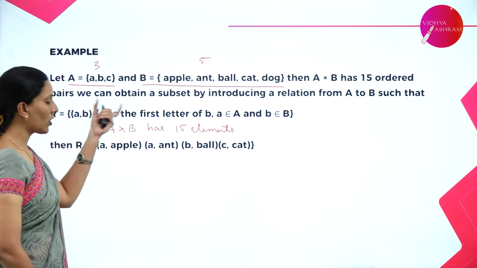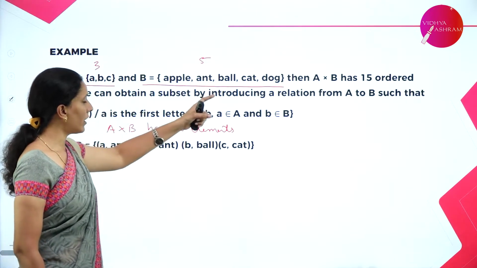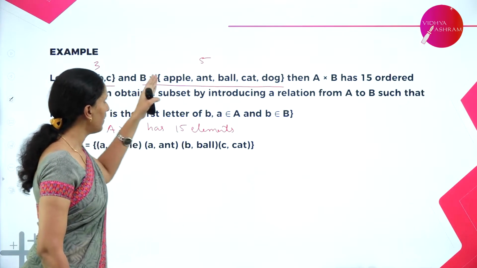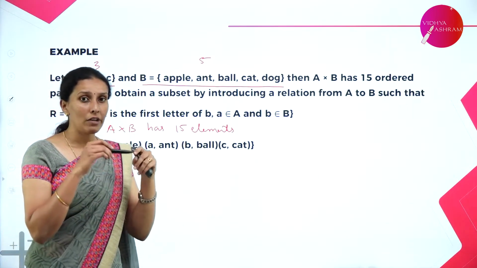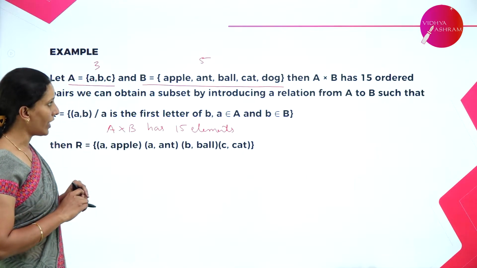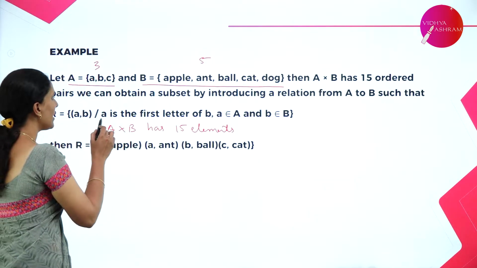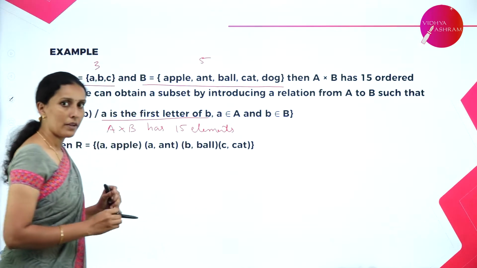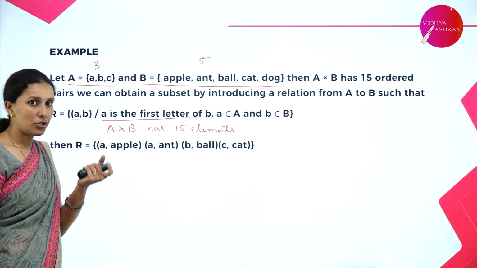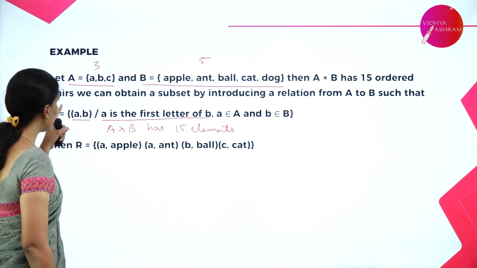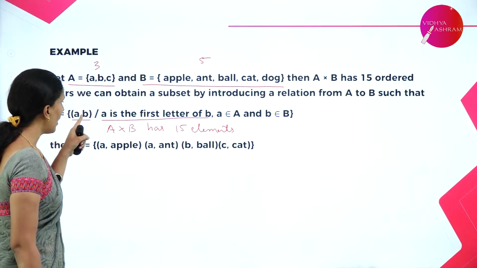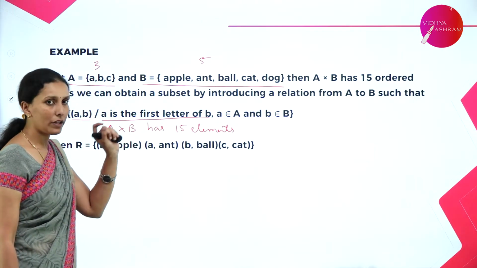Thus A cross B contains all the ordered pairs where the first element belongs to set A and the second element belongs to set B. Now, I will introduce a relation between set A and set B in such a way that a is the first letter of b. When I write the ordered pairs in the form (a, b), if I write a here, the second element should start with the first letter a only.